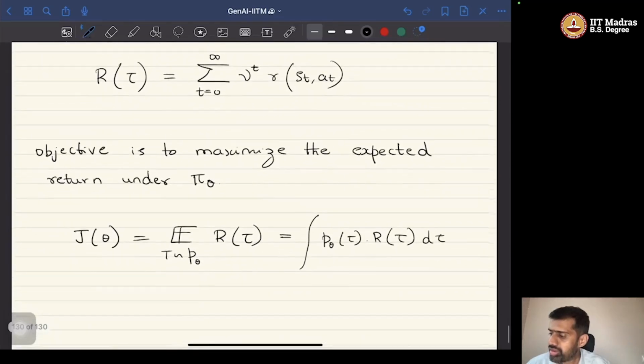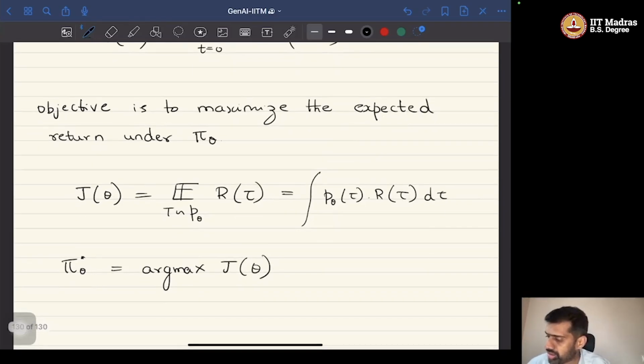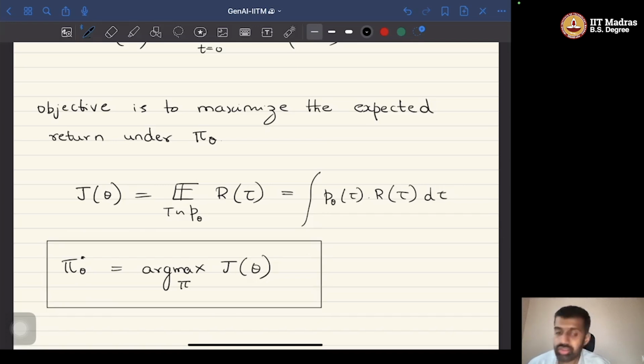Now what we want to do is to learn the policy pi star theta that would maximize the expected return. So this optimization is over all possible policies. Now this is the objective function of reinforcement learning.